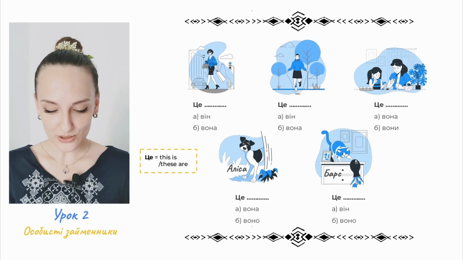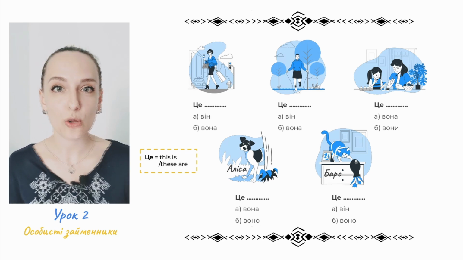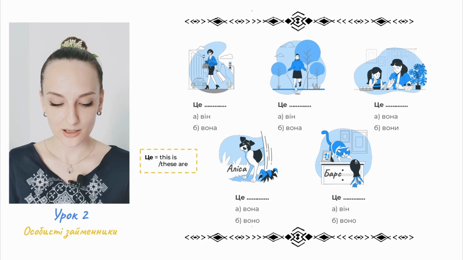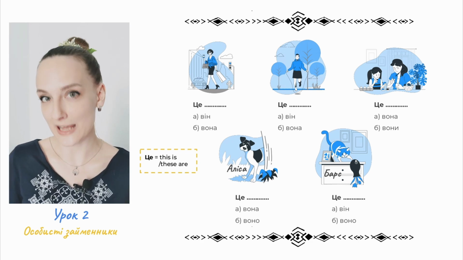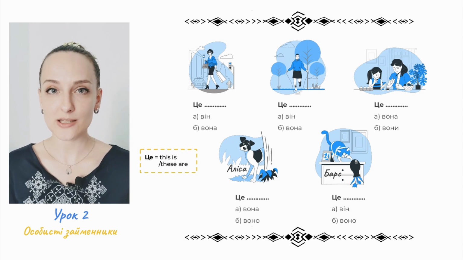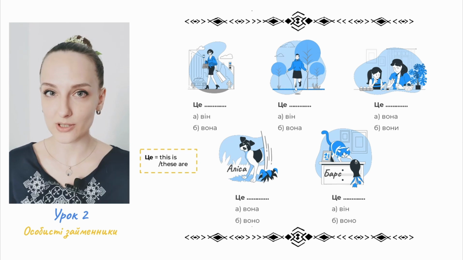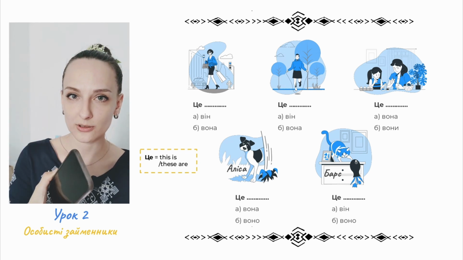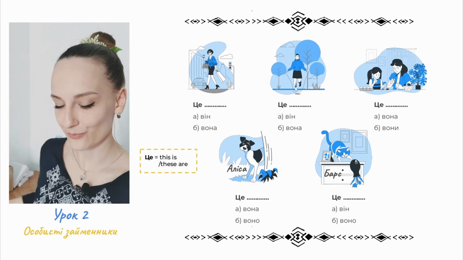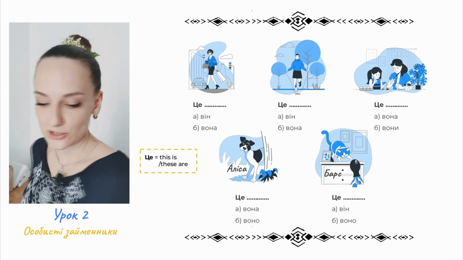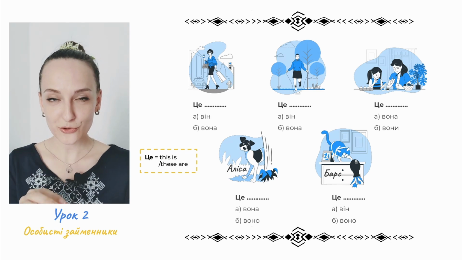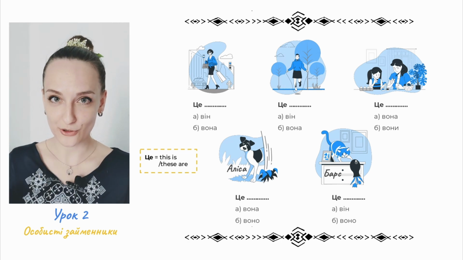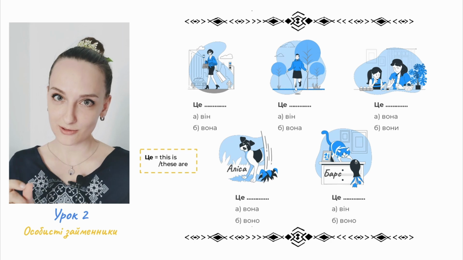Okay, very good. Now let's just have a small test. You can see pictures and tests. Here we have the word це. Це is translated as English structure this is or these are. For example, I could say це телефон. This is a telephone. So you just need to choose the correct personal pronoun according to the picture. Stop the video, write down your answers, and we will check it in a few seconds.